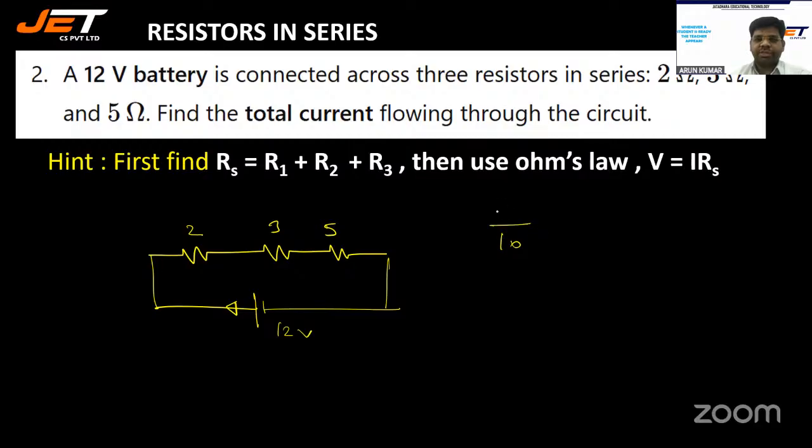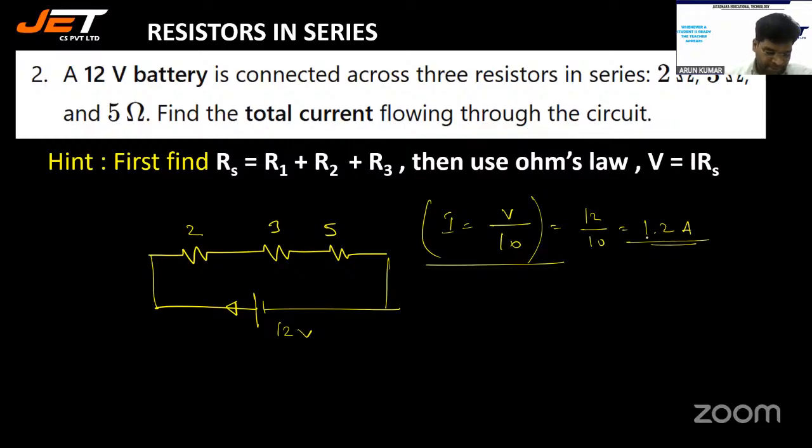10 is the effective resistance. V is equal to IR, so I is equal to V by R. 12 by 10, which is 1.2 amperes. Alright. So by the time we complete reading the question, you should get the idea. The idea will usually be the formula. Plug the values into the formula, and I'll get the answer.